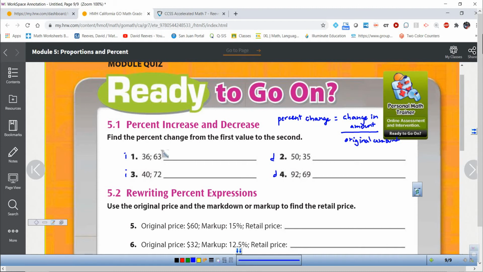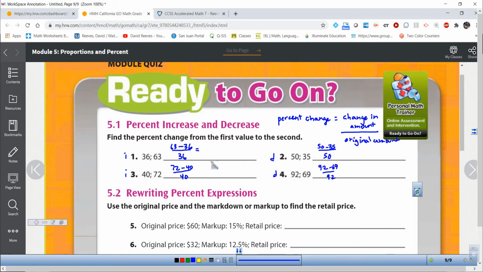So the first one, percent of increase. I'm going to do 63 minus 36 over my original amount of 36. This next one, I'm going to do 50 minus 35 over my original amount of 50. This one right here is going to be 72 minus 40 over 40. By the way, you always do the larger minus the smaller one so we don't get any negative changes. This one right here is going to be 92 minus 69 over my original amount, which is 92.